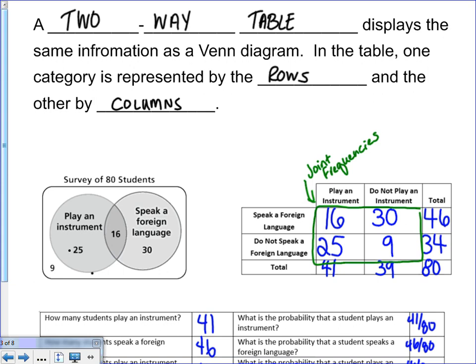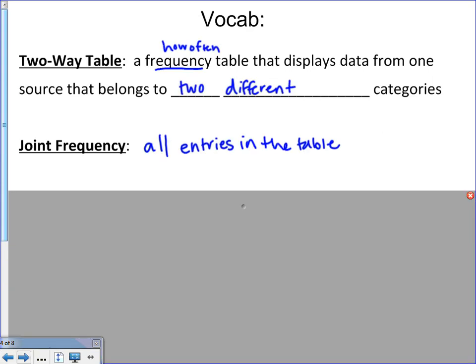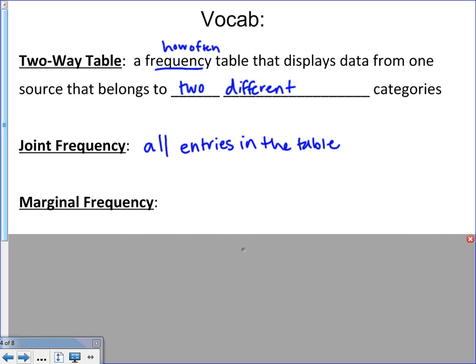The total columns have their own name, and that goes back to our vocabulary. They're the marginal frequencies. Okay, so the marginal frequencies are the sum of joint frequencies in the rows and the columns. The marginal frequency is the sum of joint frequencies.